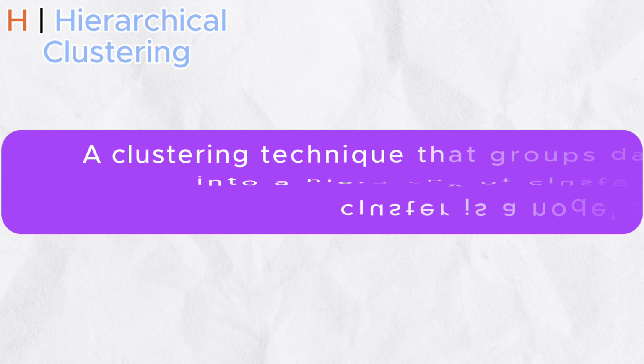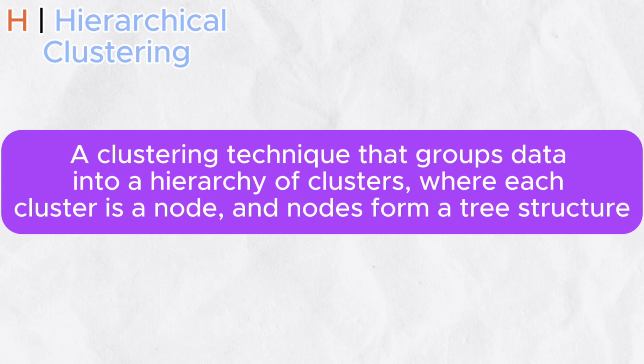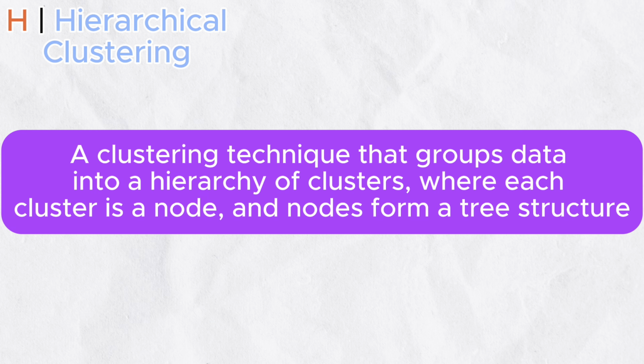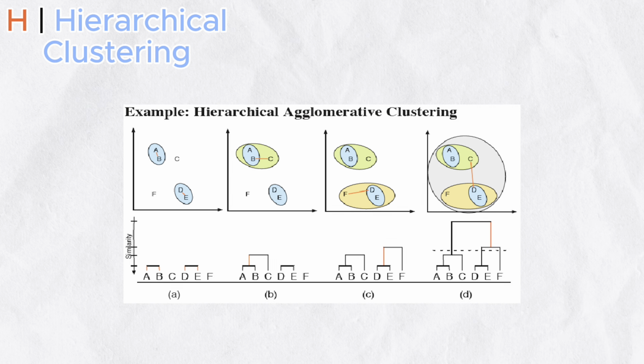H for hierarchical clustering. Hierarchical clustering is a clustering technique that groups data into a hierarchy of clusters, where each cluster is a node and nodes form a tree structure. Hierarchical clustering can be used to group customers based on purchasing behavior, creating a hierarchy of similar customer segments.